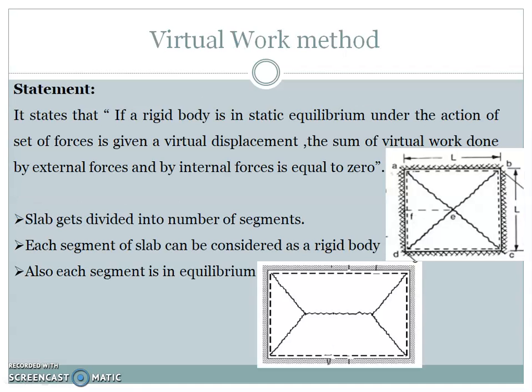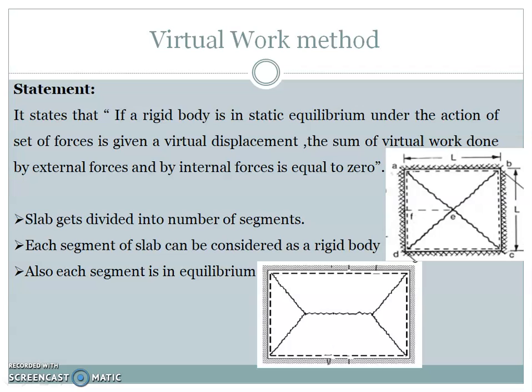So to start, it states that if a rigid body is in static equilibrium under the action of a set of forces and is given a virtual displacement, the sum of virtual work done by external forces and by internal forces is equal to 0. Okay, so basically if any body is in static equilibrium, and if you apply some external force, then the sum of the work done by internal forces and external forces is equal to 0. That means the work done by internal forces and the work done by external forces are the same.